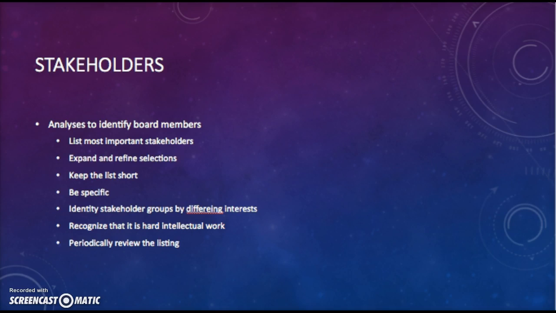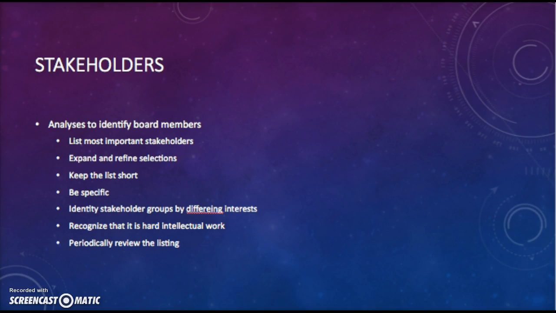So what analyses need to be done for the boards to identify key stakeholders? Well, every stakeholder shouldn't be specified, just the most important ones. The initial process doesn't need to be perfect. You can expand and refine selections over time. The list should be short, in most cases under half a dozen.